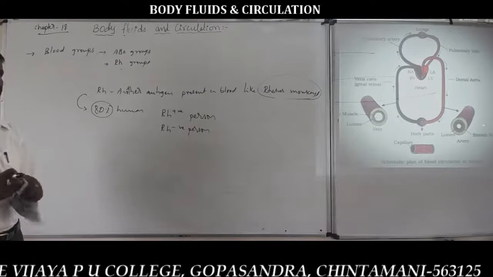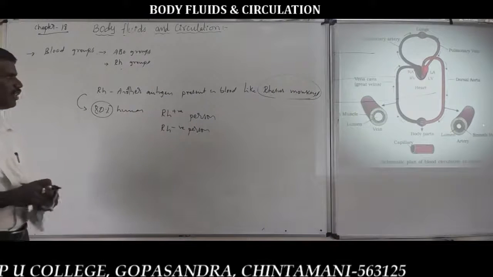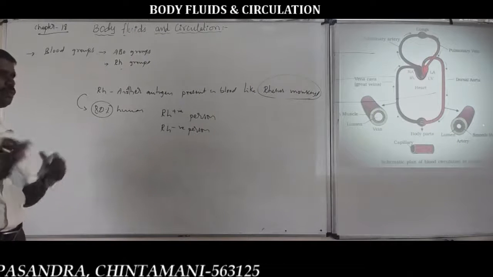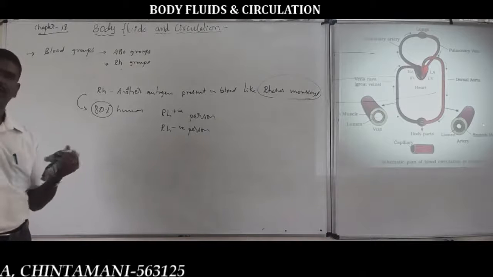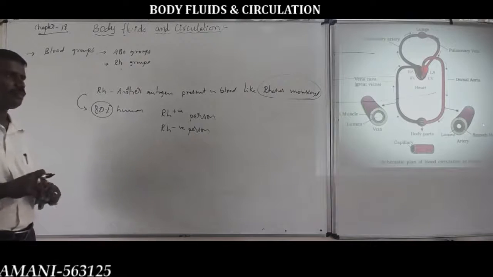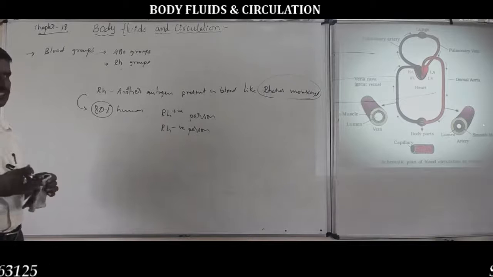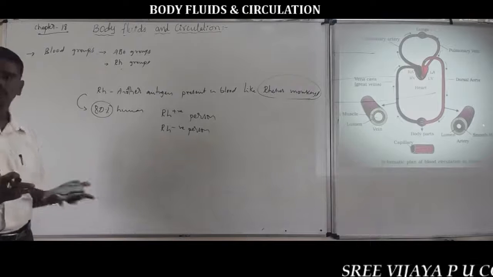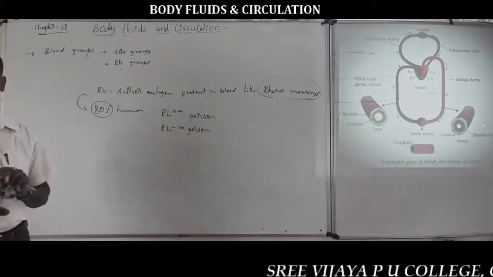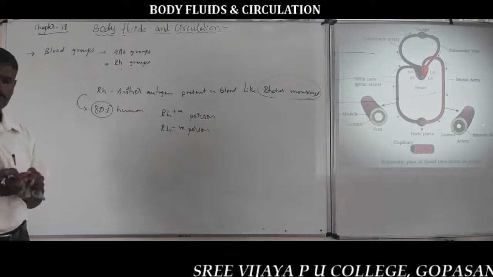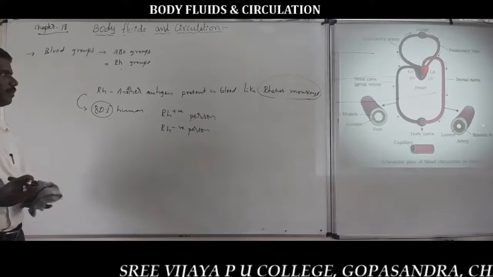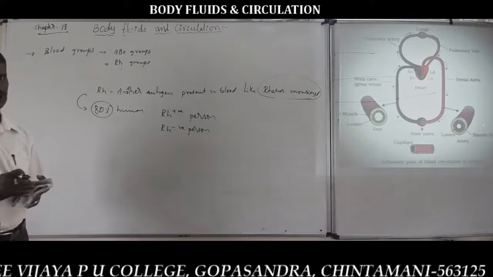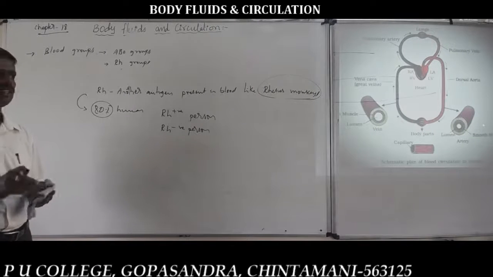So because these Rh positive or Rh negative factors coincide, both are mixed, which causes a disorder present in children called erythroblastosis fetalis, which kills most of the erythrocytes.